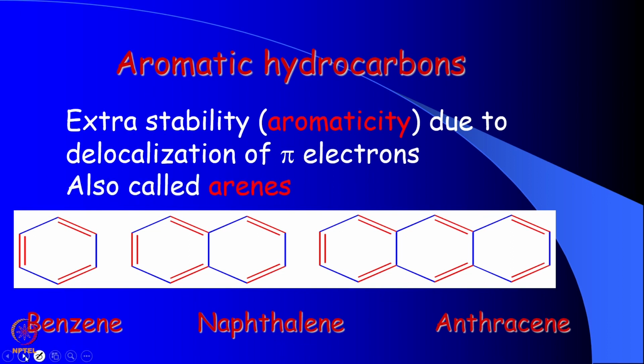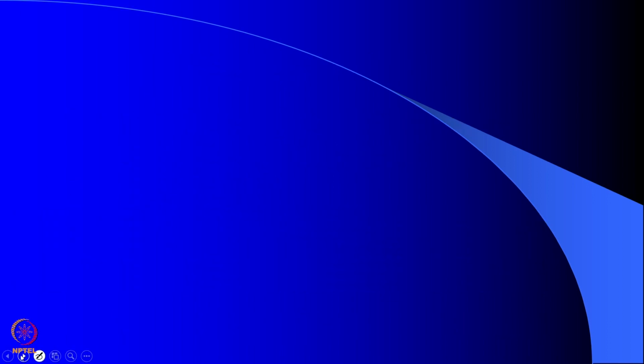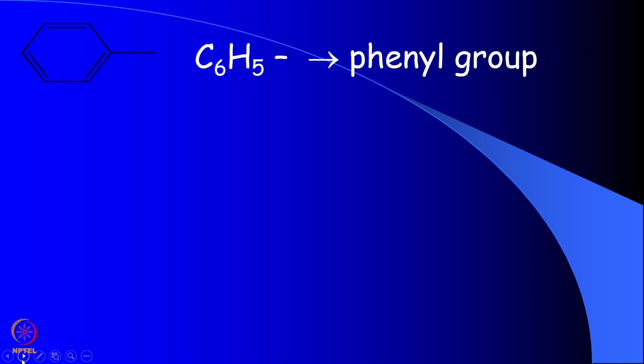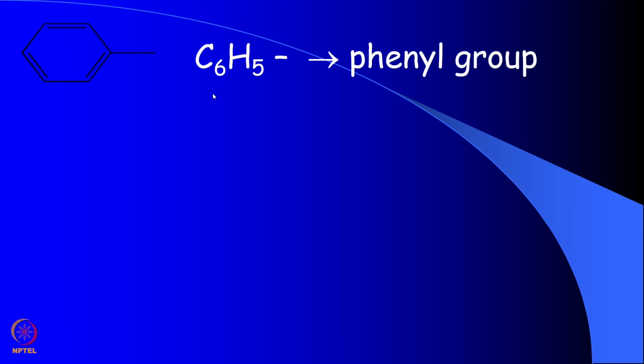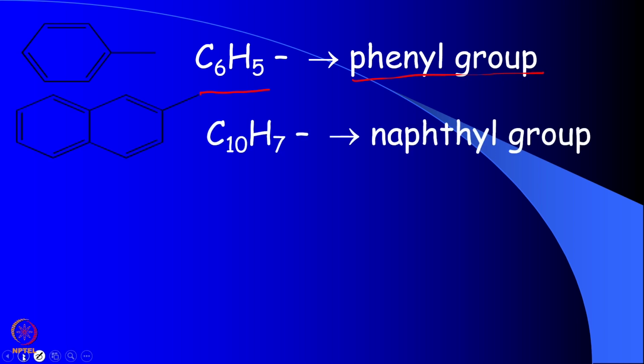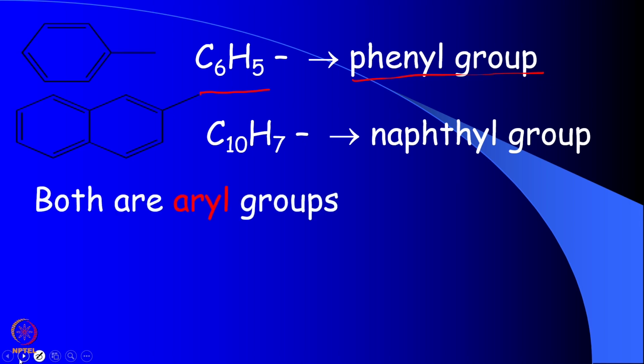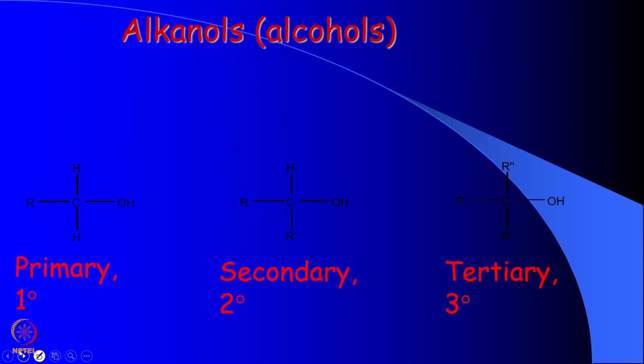These are called arenes as well. So, when a group which is C6H5 is attached to any compound, it is called a phenyl group. Similarly, a naphthalene with 1 hydrogen less is called a naphthyl group, and these are basically called the aryl groups.